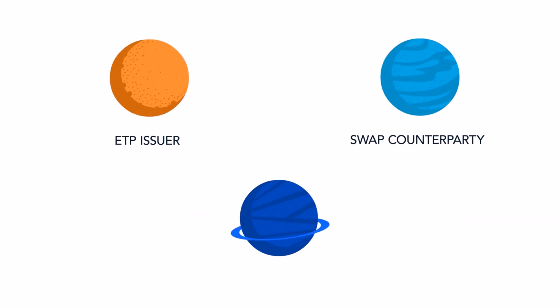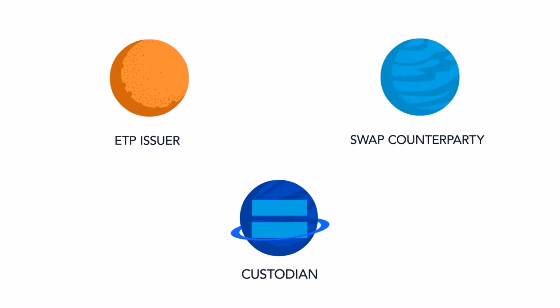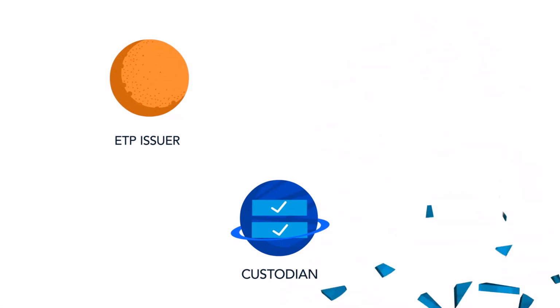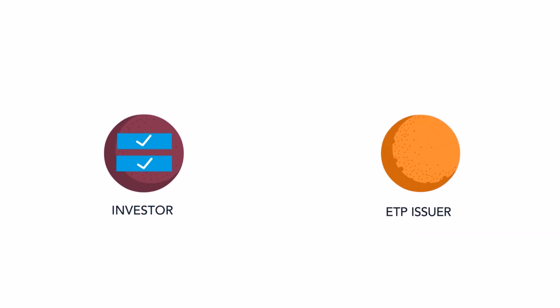Swaps are generally guaranteed through the provision of collateral deposited with a third-party custodian. Collateral is comprised of liquid and diversified assets provided by swap providers to secure their payment obligations under a swap agreement. If the swap counterparty defaults, the ETP issuer can sell the collateral and return the money to investors.